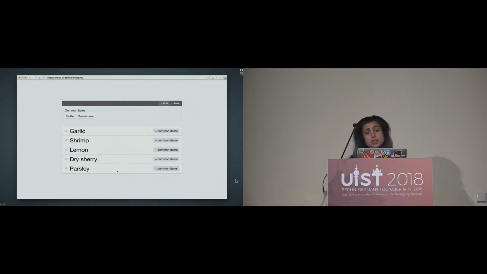This is a shopping list also from our user study. It has a list of items to buy and a list of common items that we buy often. The plus common items button copies the current item into the common items collection, and clicking on common items copies them into the shopping list.